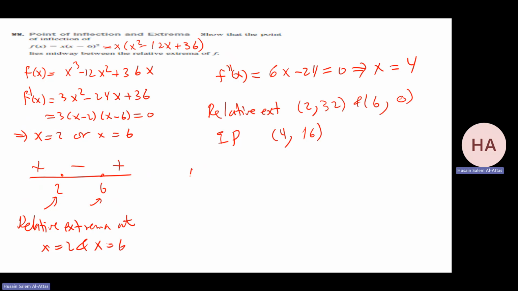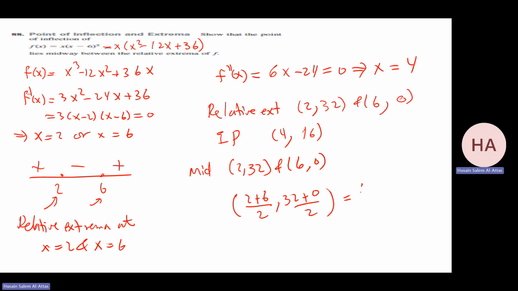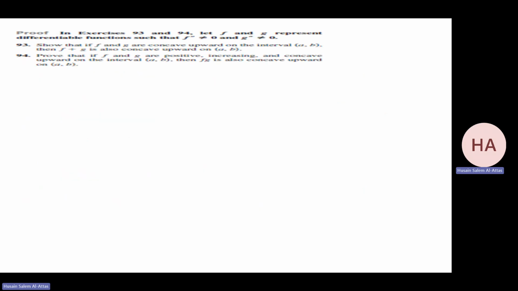What is the midpoint of these two? The midpoint: I have (2 plus 6) over 2 and (32 plus 0) over 2. That gives me 4 and 16, which is this one. So this is correct.